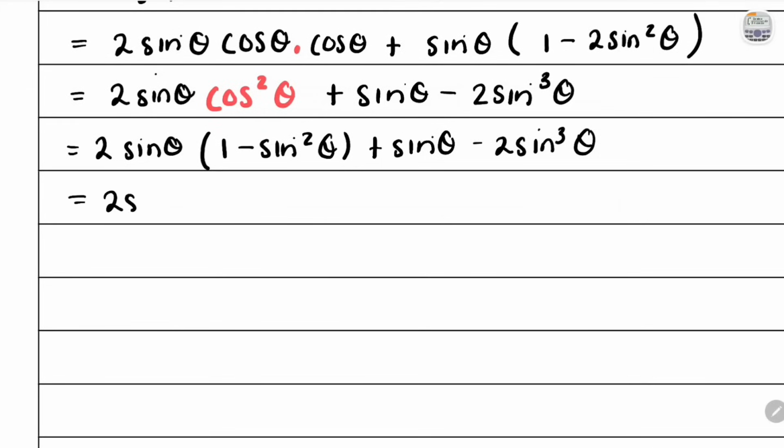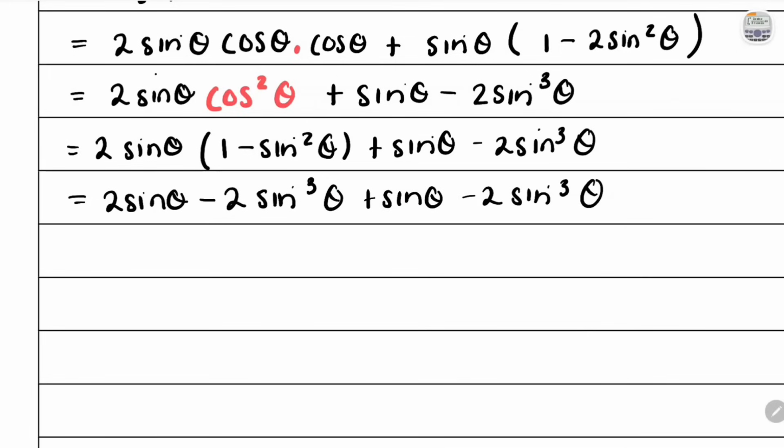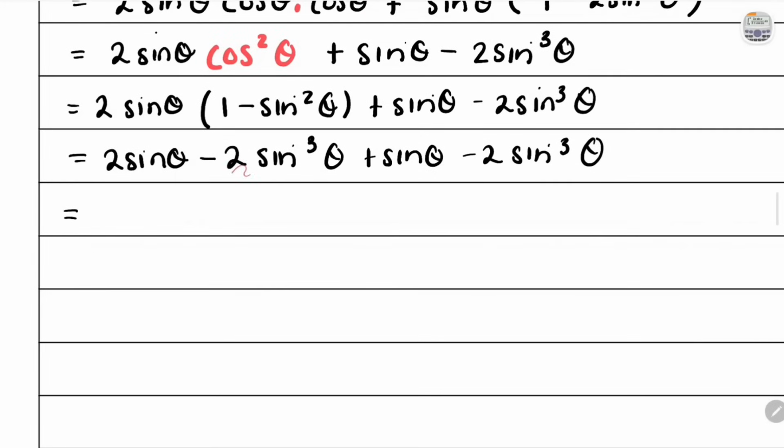So this is 2 sine theta when it multiplies to the 1, and when it multiplies to the negative sine squared theta, it becomes negative 2 sine cubed theta plus sine theta minus 2 sine cubed theta. And now we have like terms. So these two are like, as we can see, and these two are also like because they're both in terms of sine theta. So they simplify to 3 sine theta, and then negative 2 minus 2 is negative 4, so sine cubed theta.